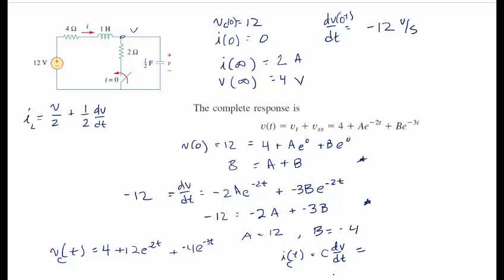So this would be I in the capacitor if we just took the derivative of that and multiplied it by C, and this would be I in the inductor, by definition of the fact that we had to do two equations and two unknowns, and they were differential equations.